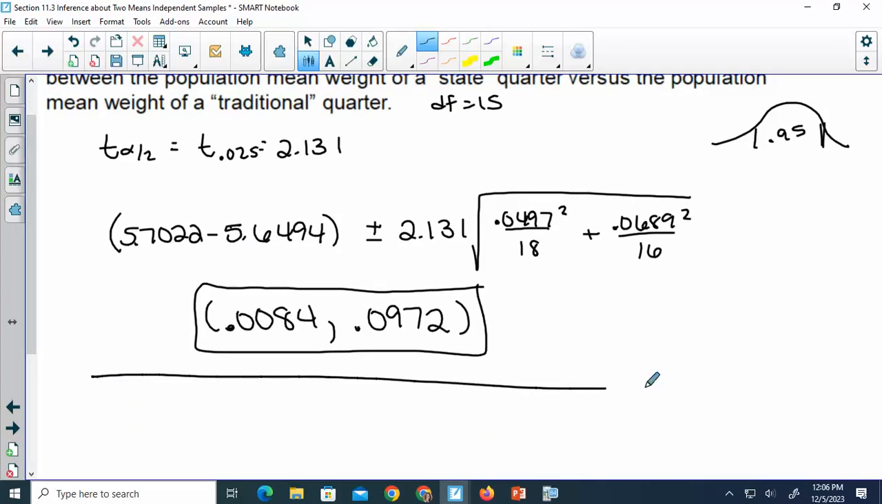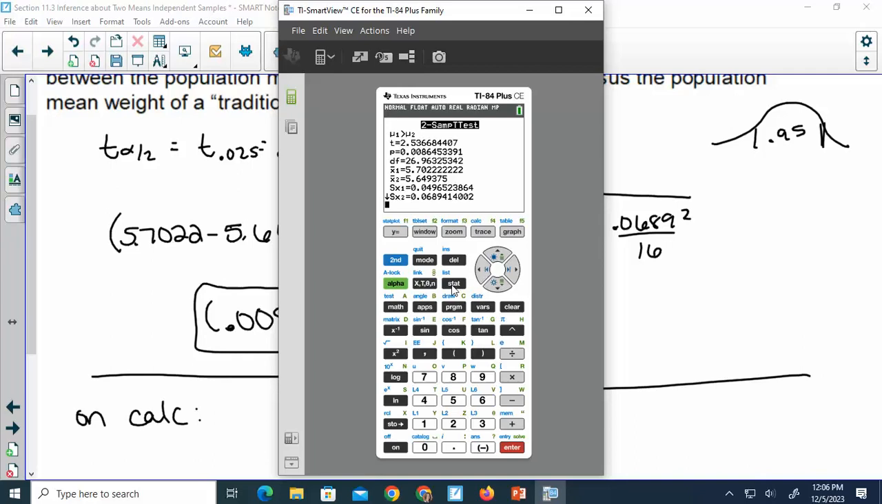If we wanted to do it on the calculator, we are looking for the confidence interval, so we go stat, tests. So normally we do a T interval, but what's different about this one? We have two different samples. So we have to go on down to 0, 2 sample T interval.